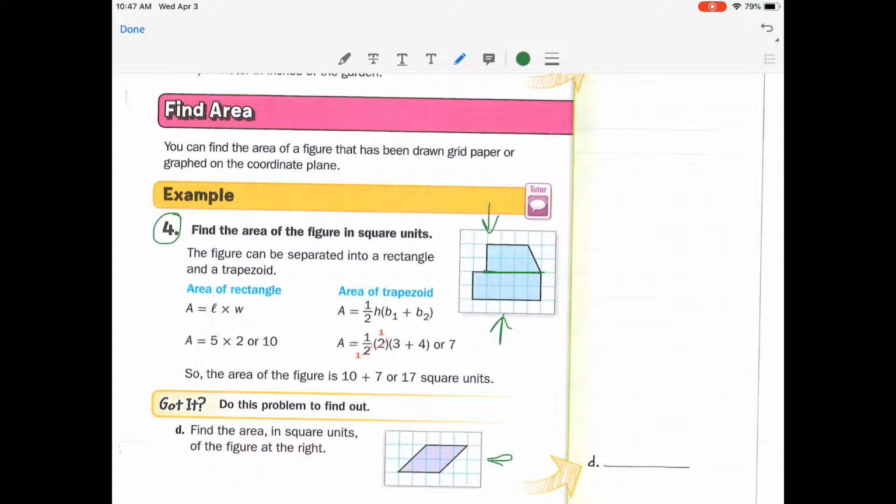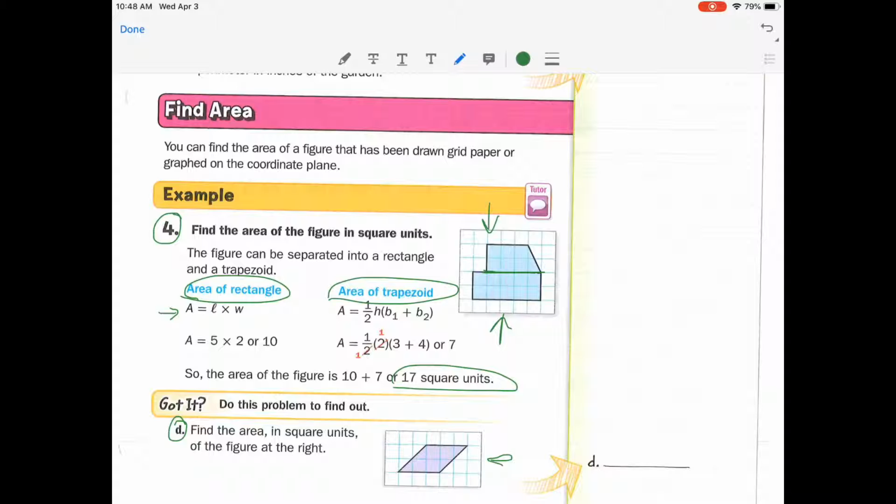So taking a look at this example, like I said, they broke it down to the area of a rectangle, which the area of a rectangle is length times width. And then they did the area of the trapezoid, which is 1/2 height times base 1 plus base 2. Okay, so after they had solved that problem, they got their units squared. And we're going to actually just do more examples on the other page, but let's start off and take a look at D right here.